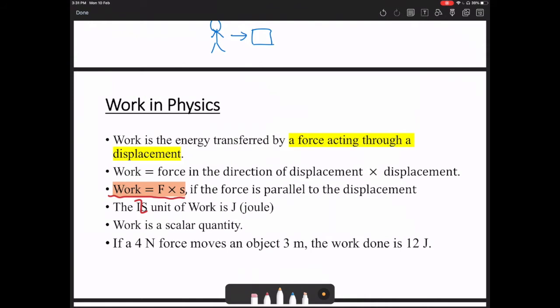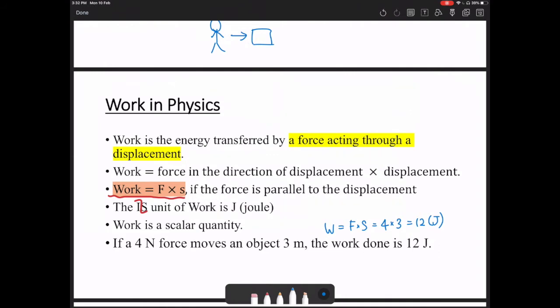And then suppose if 4 Newton force moves an object 3 meters, then the work done we can calculate, okay? We use W to represent work. W equals force times displacement. In this case, force is 4 Newton, so 4 times displacement is 3 meters, 4 times 3 is 12. Remember, the unit is joule, so the work done is 12 joule.